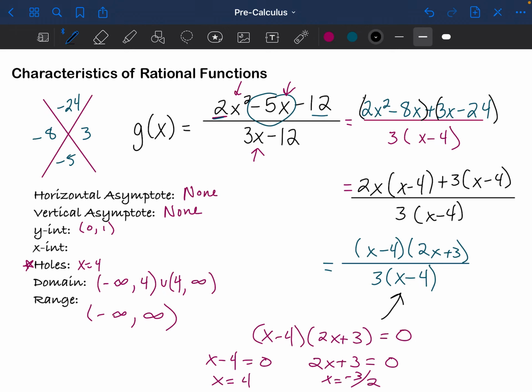But do not write this down as an answer. Because what happens when you plug in 4? Divide by 0. So we only have one x-intercept. We're going to cross over the x-axis there, but not touch it, right? Because we're jumping over that hole. So the x-intercept, the only one, is at negative 3 over 2, 0. Oh, that was so fun.